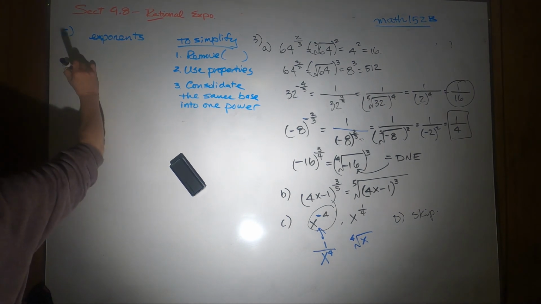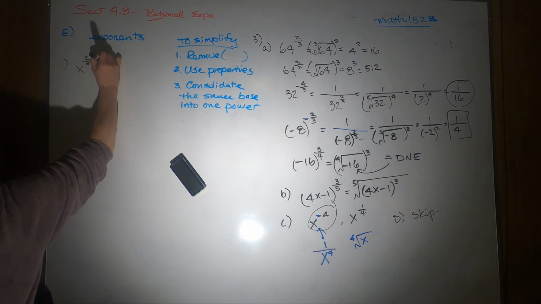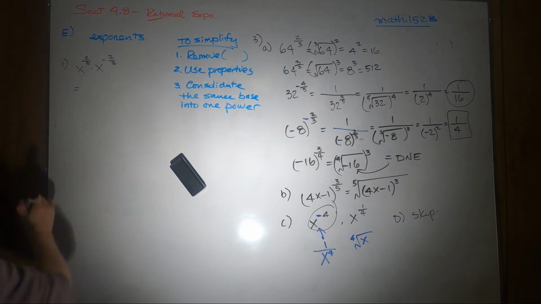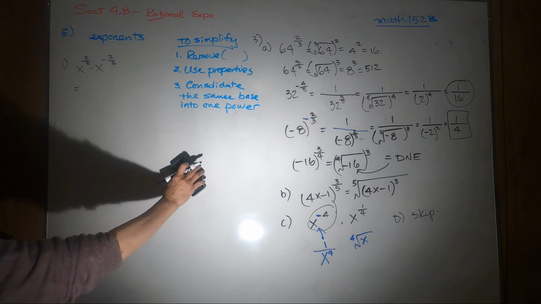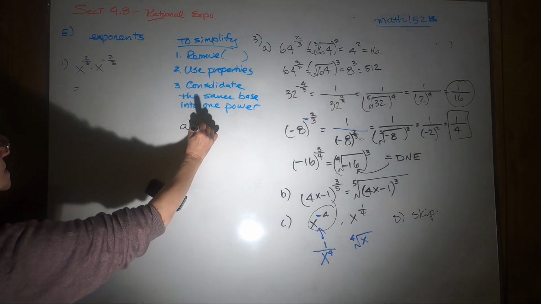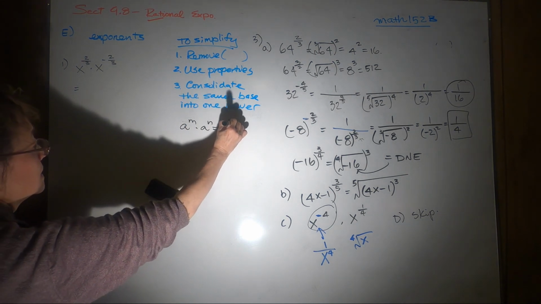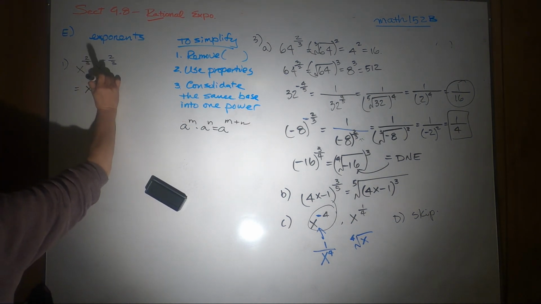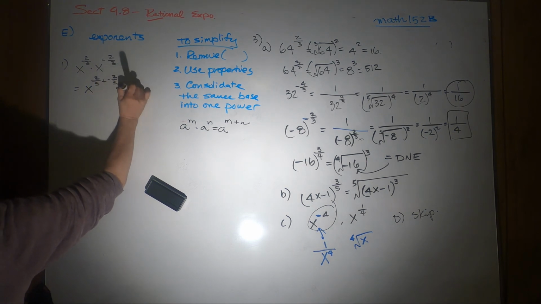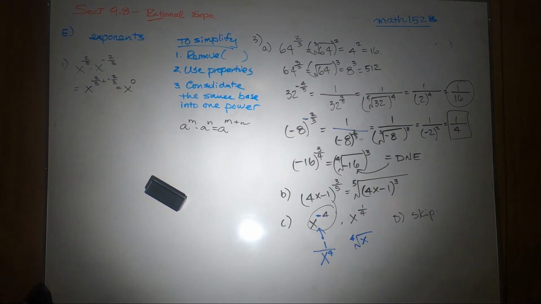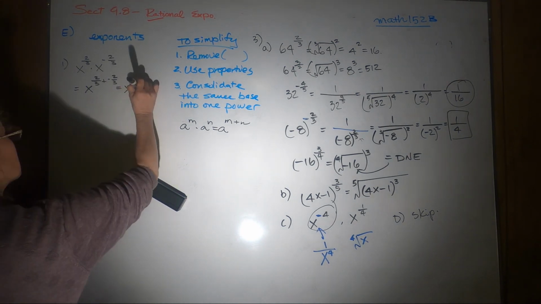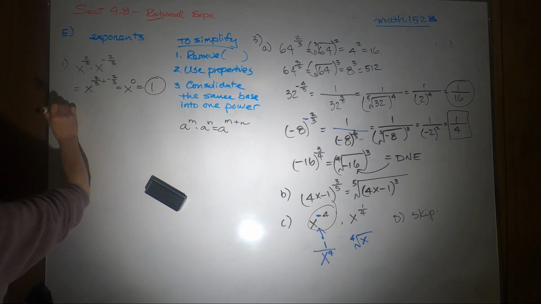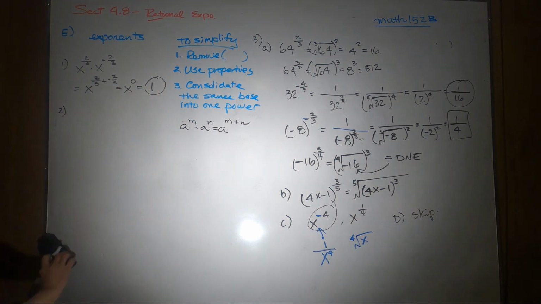So if I have x to the 2/3 times x to the negative 2/3, what do you think? That would be what? a^m times a^n equals a^(m+n), right? You add your powers. So you do 2/3 plus negative 2/3, which is what? x to the 0, right? But anything to the 0 power is 1. So that would be your answer as a simplified situation.